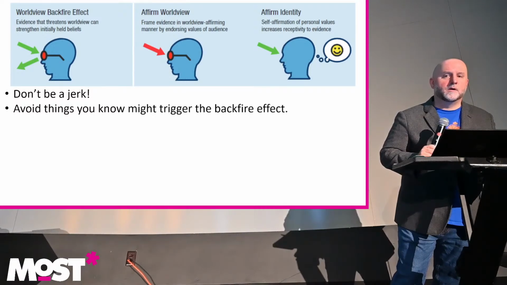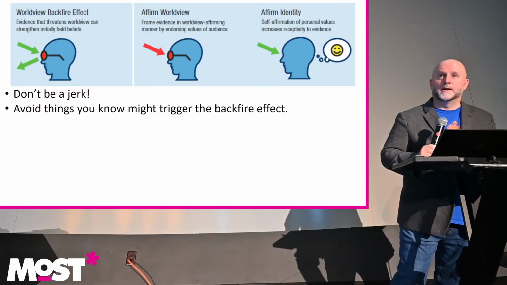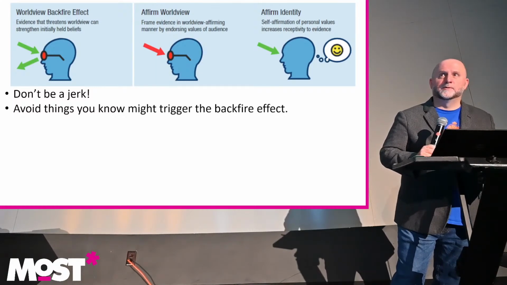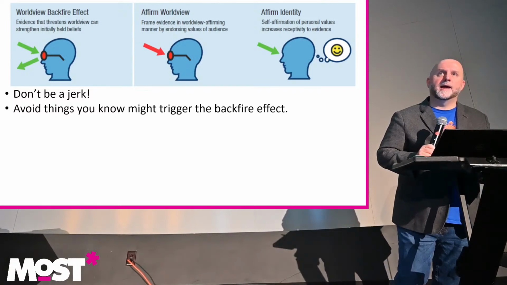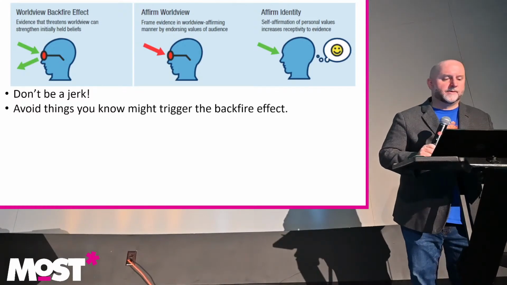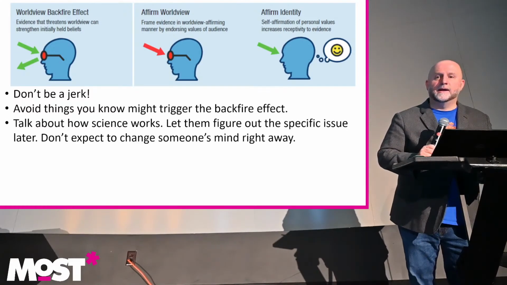Avoid things that you know might trigger the backfire effect, right? If someone is really deeply entrenched, or if they're talking about how big pharma is making money off of this, or Monsanto is evil, then don't come right in there and tell them that they're wrong, right? Come at it from another angle. Start to think about things that they care about too, and talk about how science works. This is a big one, right?